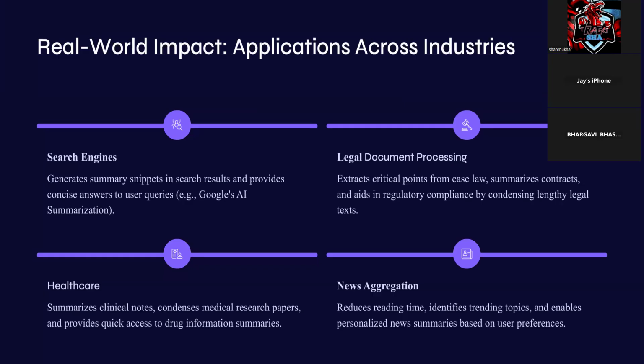First comes search engines, where search engines like Google use summarization to generate the snippets or featured answers we see at the top of search results. This helps users understand content relevance without reading the entire page. The second is healthcare. In healthcare, text summarization is used to condense long patient records, medical reports, or research papers.